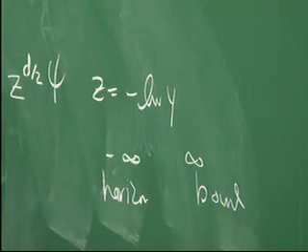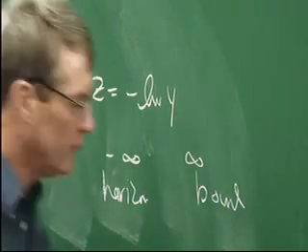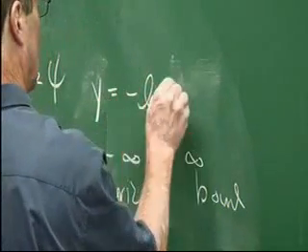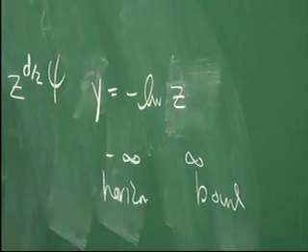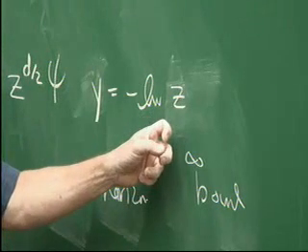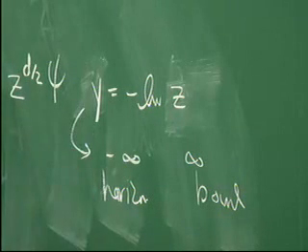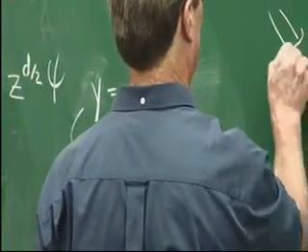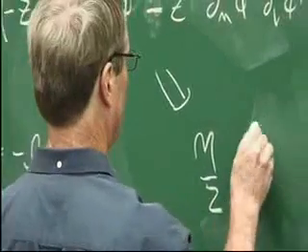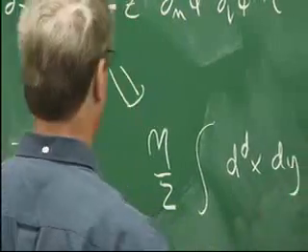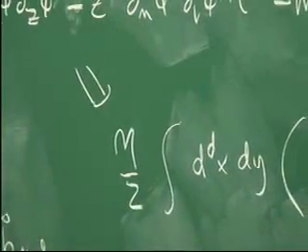For y? Sorry, do I have it the wrong way around? z is e to the y. y is log z, sorry. Thank you. y is minus log z. z is the one that runs from 0 to infinity. y is the one that runs from minus infinity to infinity. Right, good, good. Okay. And then the action becomes eta over 2, integral d^d x dy. And let me look at my notes again.